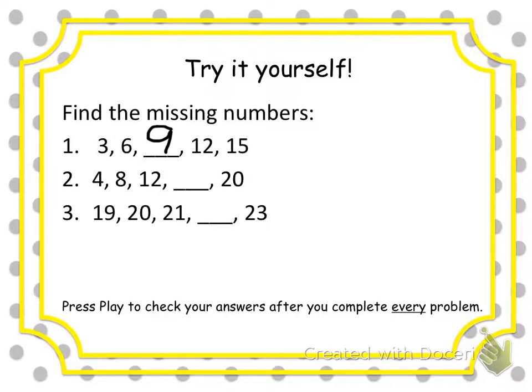4, 8, 12, 16. Whoop, I don't know what happened to my pen. Hang on. 20. Very good. Now we're counting by fours. Next one, we're going to count 19, 20, 21. Oh, this is an easy one.